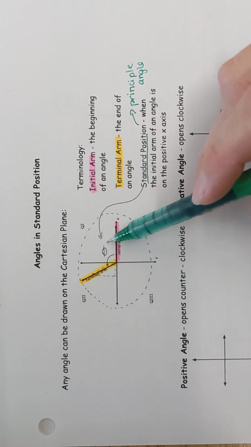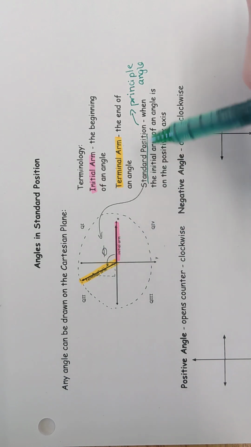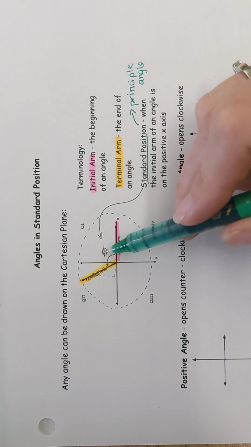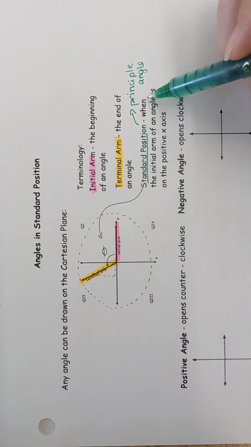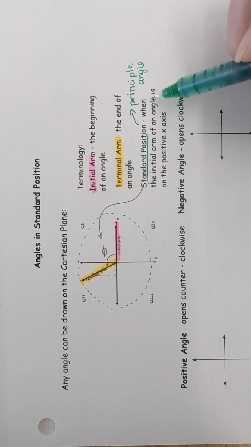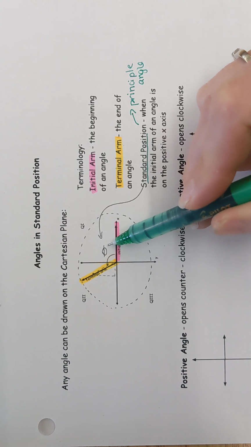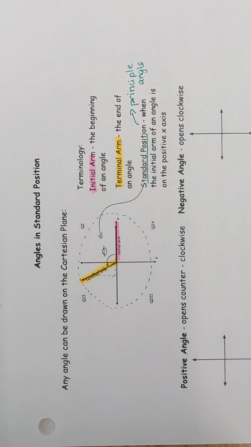This creates a principal angle, so you can add that to your sheet here. This creates a principal angle that is in standard position. This is when the initial arm of the angle is on the positive x-axis. So this principal angle is in standard position.